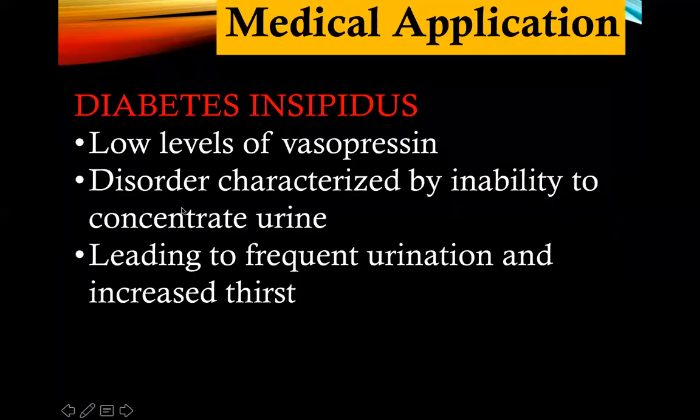Okay, so let's apply it in medicine. There is what we call diabetes insipidus, which is characterized by low levels of vasopressin or antidiuretic hormone, and this disorder is characterized by the inability to concentrate urine. That will lead to frequent urination and an increased thirst.